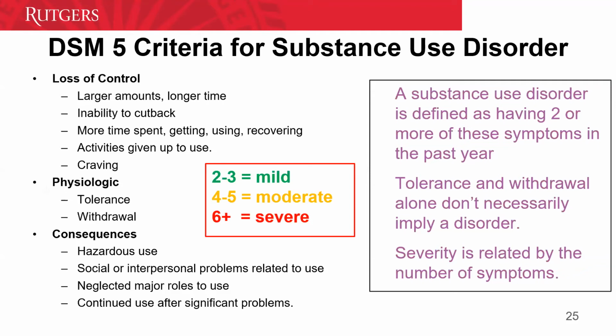And substance use disorder is defined by having 2 or more of these symptoms in the past year. It's also important to understand that tolerance and withdrawal alone, as seen as the physiological consequences, as with caffeine, for instance, doesn't necessarily imply a disorder. On the other hand, if a person has two or more of these symptoms, tolerance or withdrawal aren't necessary for a diagnosis.